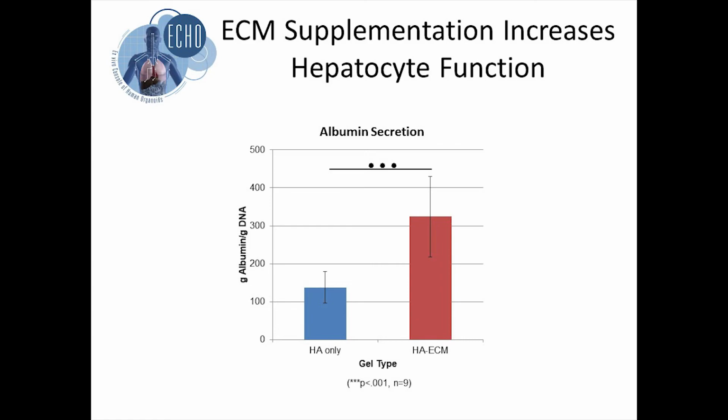There's also a clear effect on hepatocyte cell function. This is normalized by DNA content, so this is like per live cell. And you can see we've got a great increase in albumin production in the presence of the solubilized ECM.